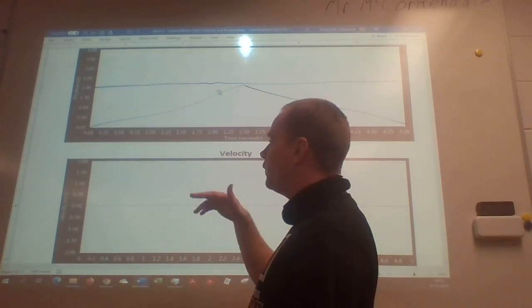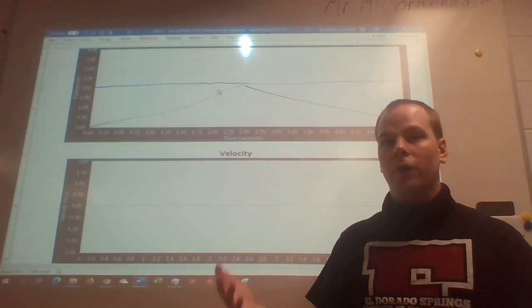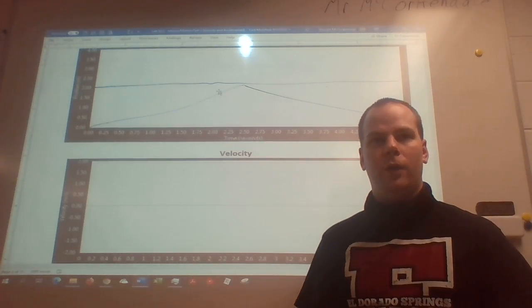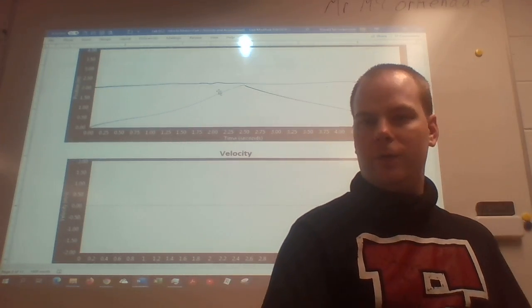Now, whenever you have a sloped line, then you can calculate the slope to go up a step in the kinematic universe. So I'm going to pause this for a sec.